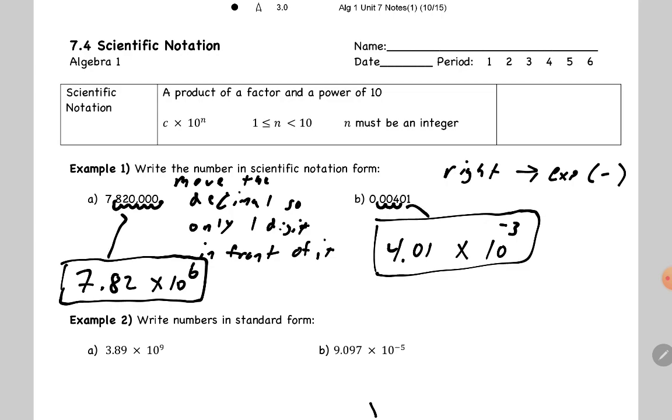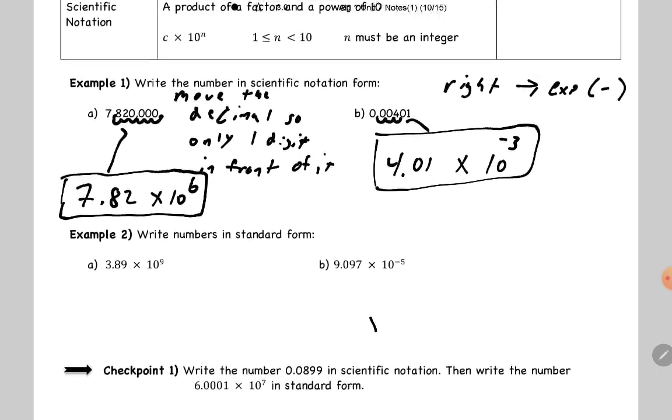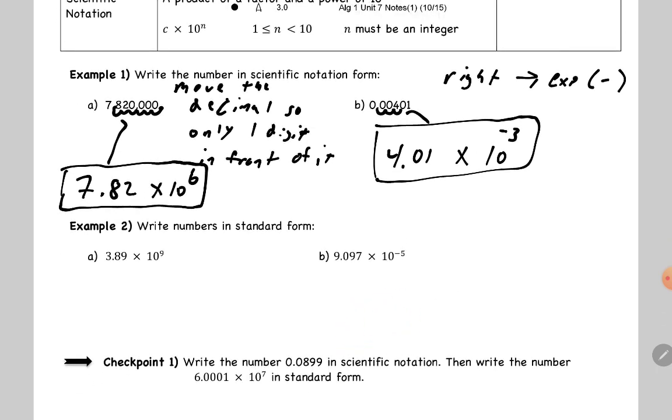Same thing with here. Part A, 7.82 times 10 to the 6 is 7,820,000. They use scientific notation because it's a lot easier to put in a calculator and it's a lot easier to work with. So write numbers in standard form. After we manipulate it in scientific form, we want to put it back in standard form so we can talk to people like normal about these numbers.